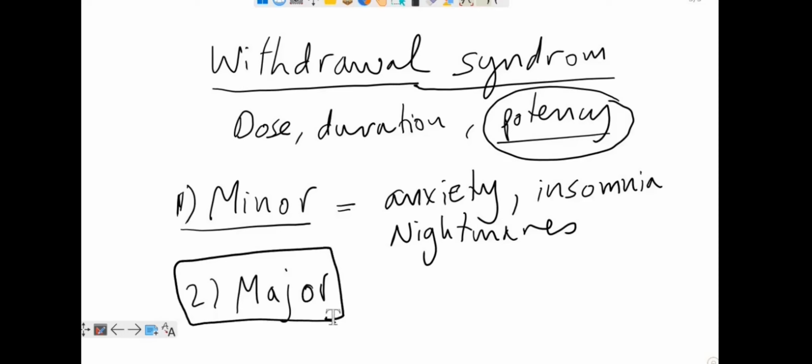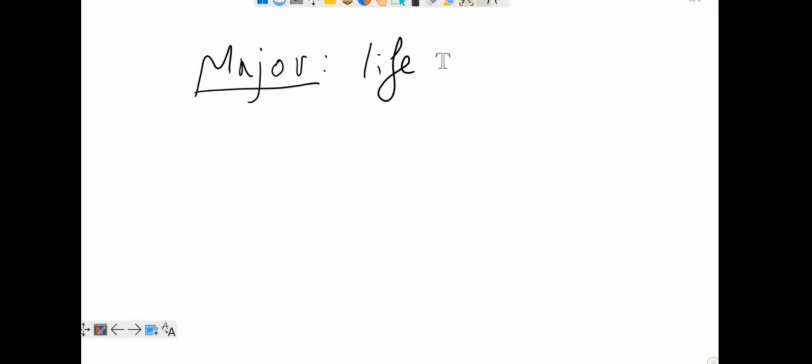And this is the most dangerous. Why? Because it is life-threatening. It can kill the person. So the major withdrawal symptoms are dangerous because they are life-threatening. They can kill the person if not treated properly. Okay?